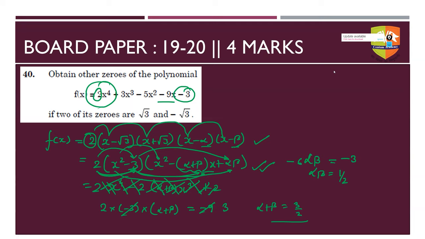X square minus 3, that's fine. And x square minus alpha plus beta x plus alpha beta is also fine. So the coefficient of x is 2 into minus 3 into, oh, my dear friends, yes, there is a minus sign here also, because this is minus alpha plus beta x. So it will be minus 3. Thank you. So alpha beta is minus 3 by 2.